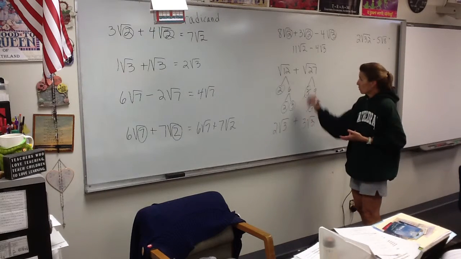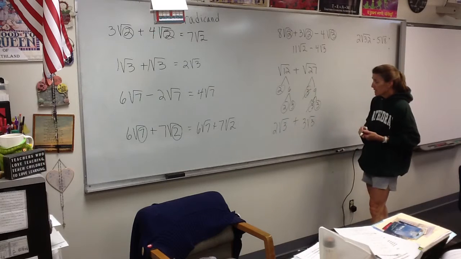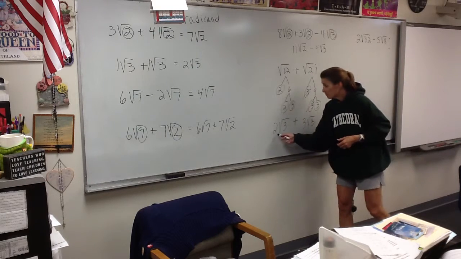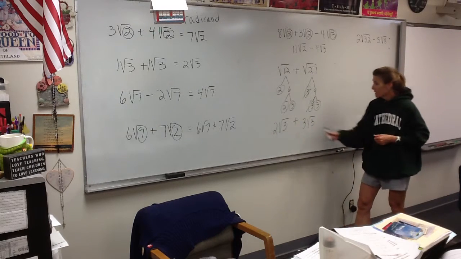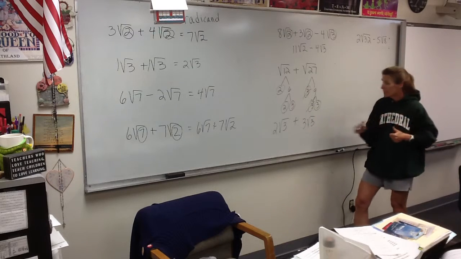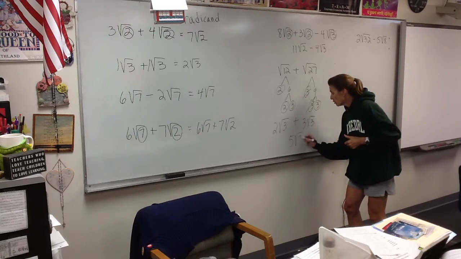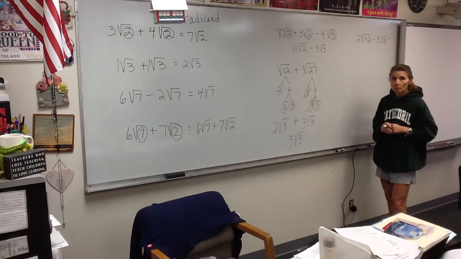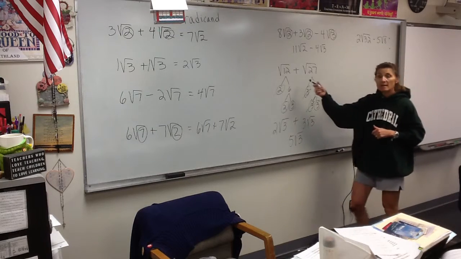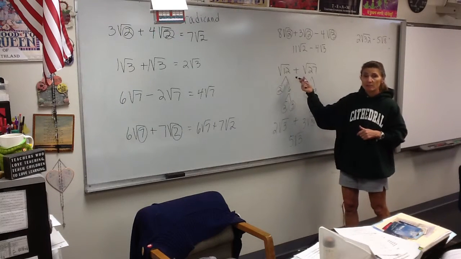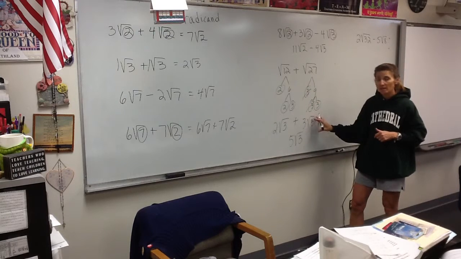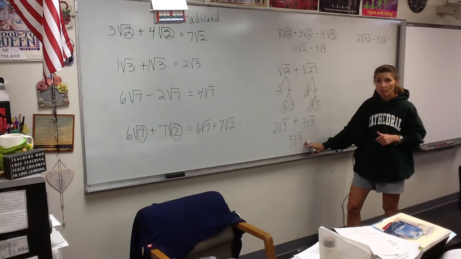This is an addition problem from the beginning. Now look at what happens. We have 2 root 3's and 3 root 3's, so we end up with a grand total of 5 root 3's. In the beginning, we could not add these, but after we simplified them, they were addable.